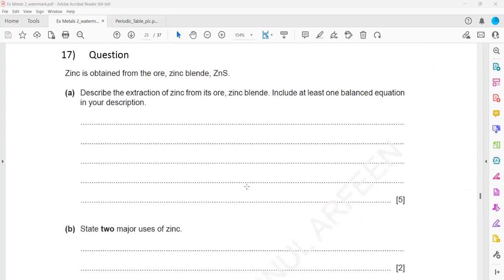The next one is extraction of zinc. Describe the extraction of zinc, and it's of 5 marks. So how do you score the 5 marks? You can use screen annotation or the chat. First is zinc sulfide is heated or burned in air. That will give you 1 mark.